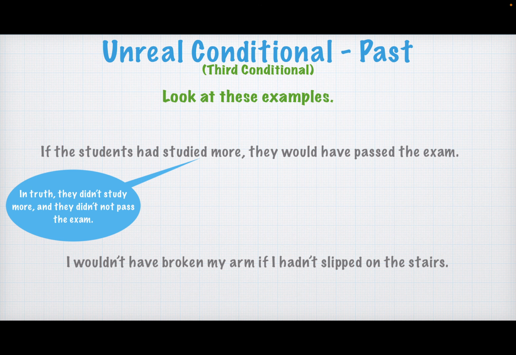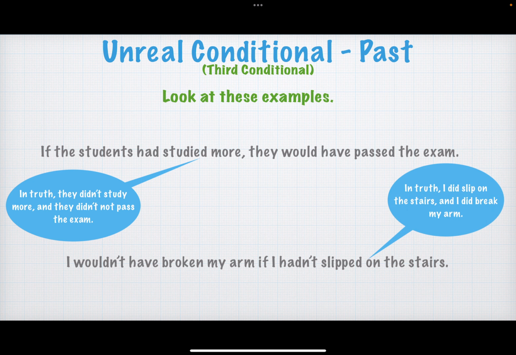Also notice that these are untrue according to what actually happened. In truth, the students didn't study more and they did not pass the exam. But if I had a time machine and I could go back and change things, maybe they would have passed the exam. In the second example, the truth is I did slip on the stairs and I did break my arm. But if I had a time machine and I could go back, maybe I can change it and prevent myself from slipping on the stairs.